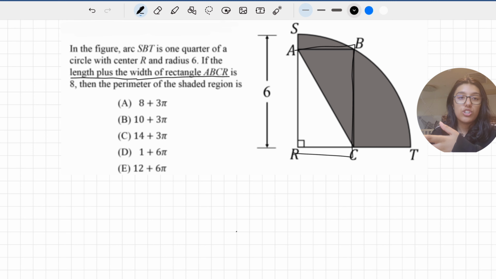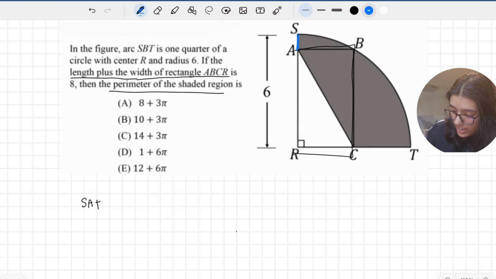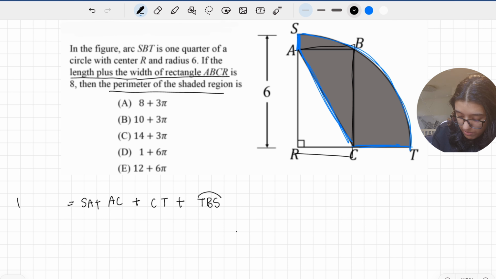So once again, this is a geometry question, so they have drawn the figure for us already. Now let's see what we can grab out of this figure. So we can see it's asking for the perimeter of the shaded region. Well, what's the perimeter of the shaded region? Well, it's nothing but SA, plus AC, plus CT, and finally plus arc TBS, and that is the perimeter.